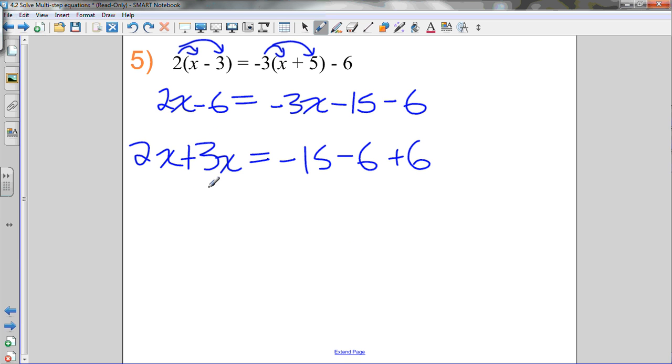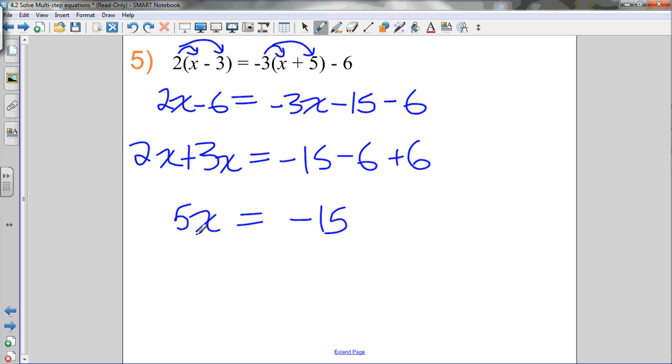Now let's collect our like terms. 2x plus 3x is 5x. Negative 15 minus 6 is negative 21. Plus 6, I'm back to negative 15. Now isolate the term. So we've isolated the term that has a variable. Now actually isolate the variable.